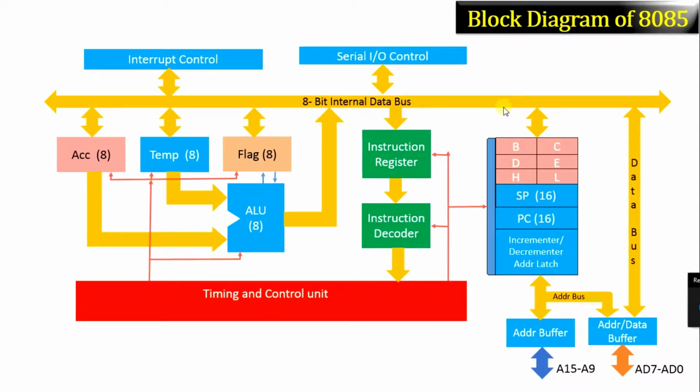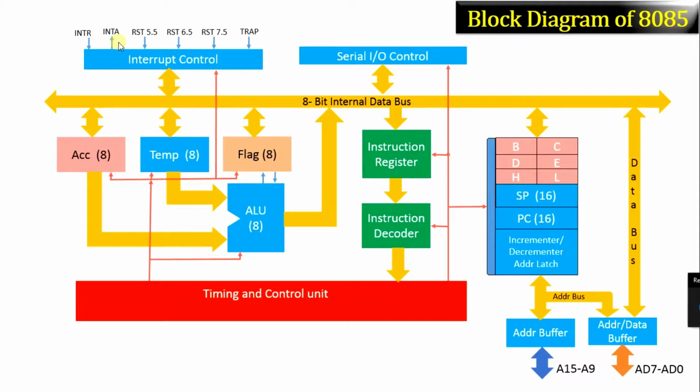So here is the interrupt controller block. In the interrupt controller block there are 5 hardware interrupts called INTR, RST 5.5, RST 6.5, RST 7.5 and TRAP. These are the hardware interrupts, so that any input output device which wants to communicate with the 8085 microprocessor can interrupt this IC. And one output signal is here which is called INTA. This INTA is interrupt acknowledgement. This is the response signal for acknowledging the interrupt.